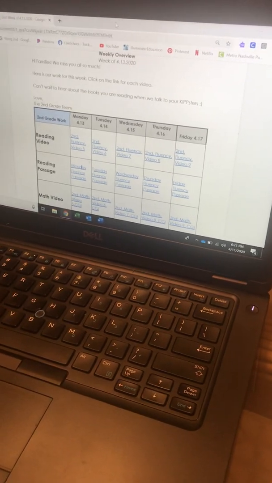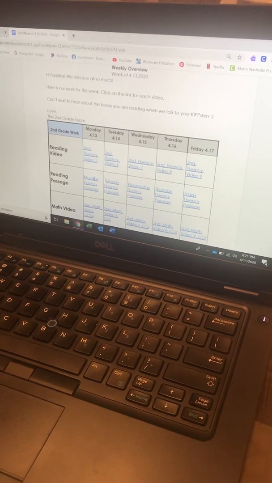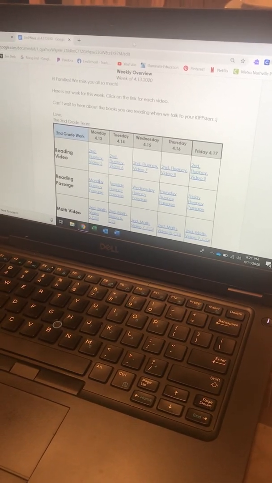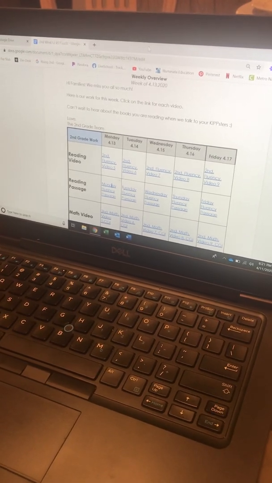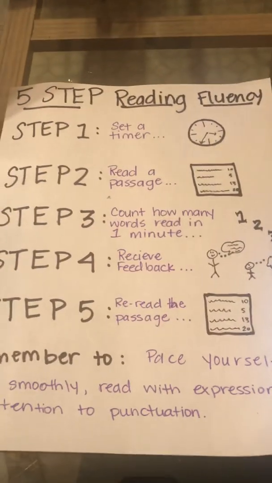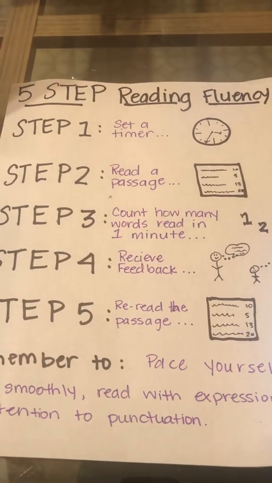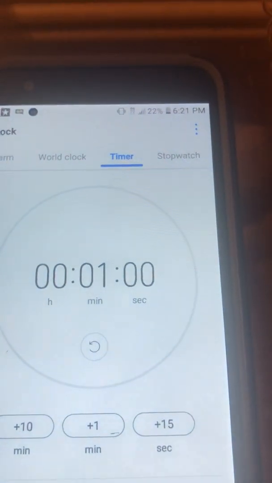Today, we are reading a passage for 1 minute to track how many words we read and accurate reading rate percentage. There are 5 easy steps you must do when reading fluency. Here's an anchor chart to help you remember. Step 1. Set a timer. Use any device in your home to set a timer for 1 minute.